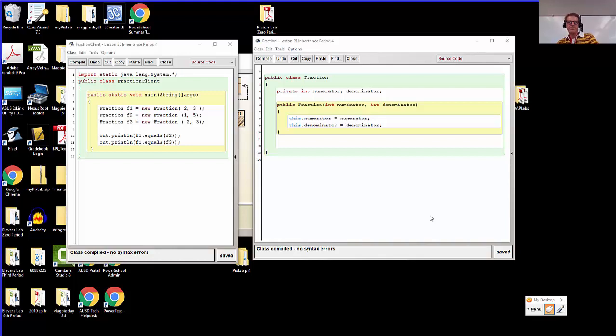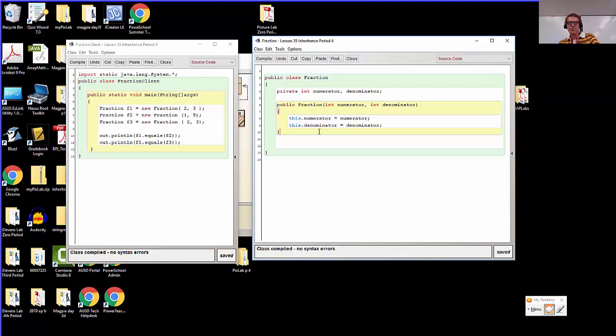All right, so we're about to write our first equals method. And I've got set up here a fraction class. We'll just say a fraction consists of a numerator and a denominator. Okay, so your boss is going to tell you what to do.